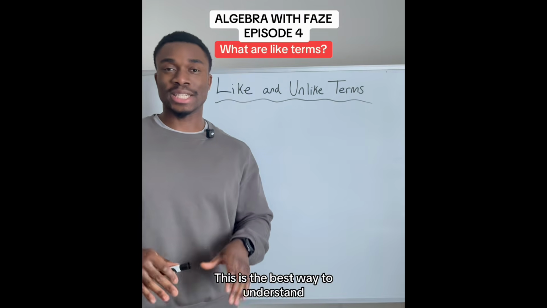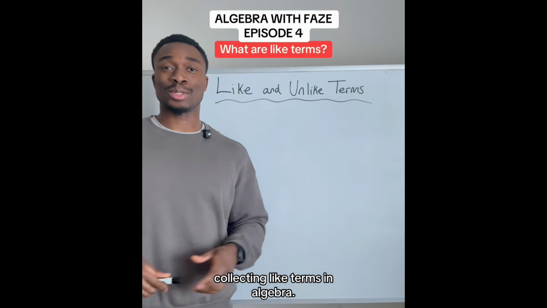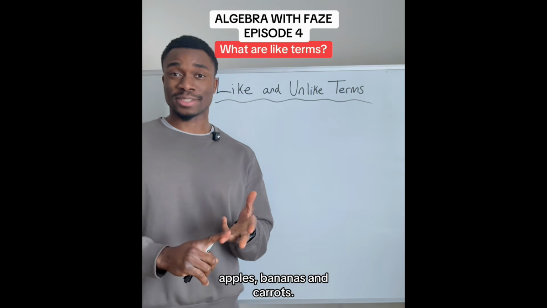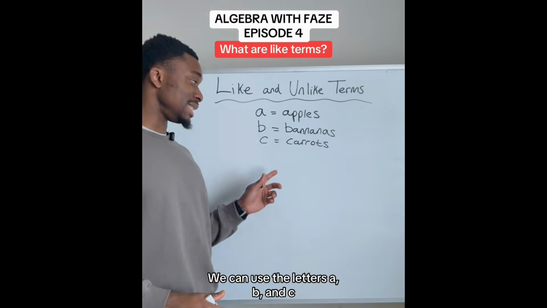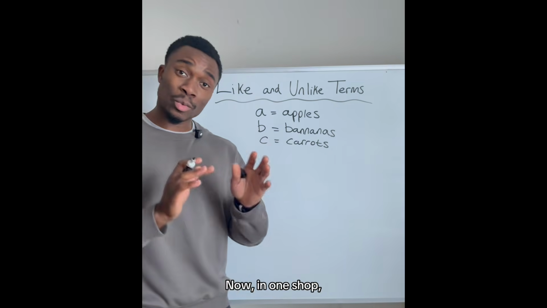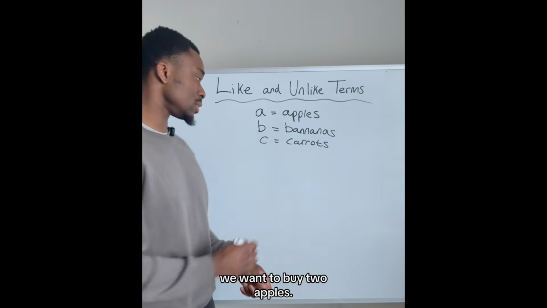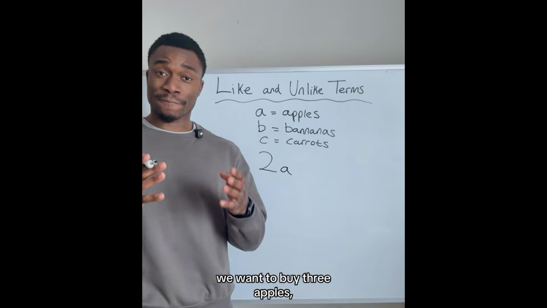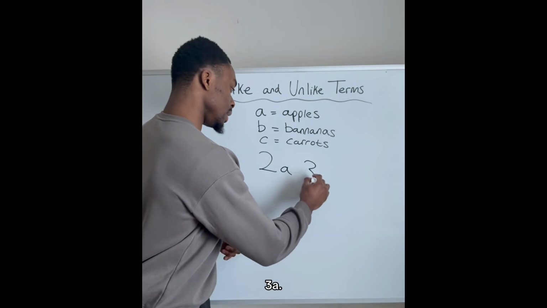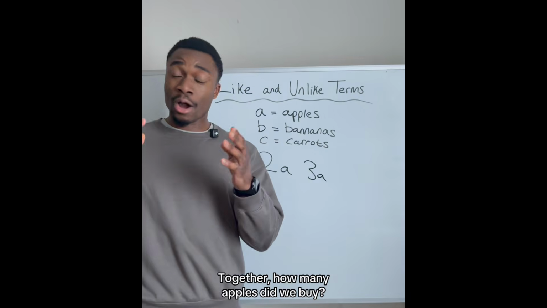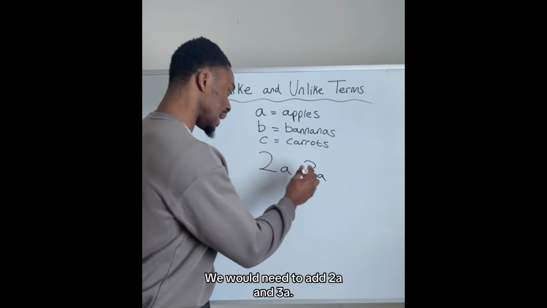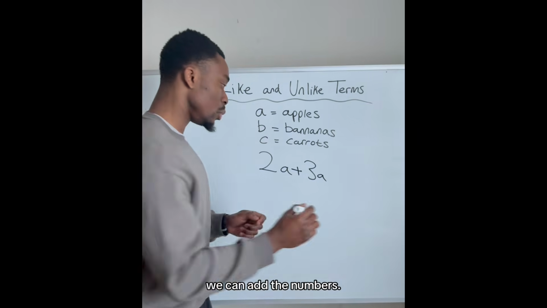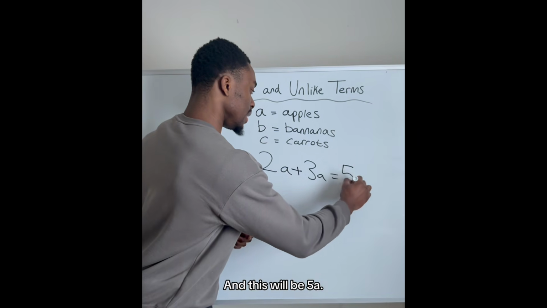This is the best way to understand collecting like terms in algebra. Imagine we're going fruit shopping and we want to buy apples, bananas, and carrots. We can use the letters A, B, and C to represent each of the items. Now in one shop, we want to buy 2 apples. We write 2A. And in another shop, we want to buy 3 apples. 3A. Together, how many apples did we buy? We would need to add 2A and 3A. And because they have the same letter, we can add the numbers and this will be 5A.